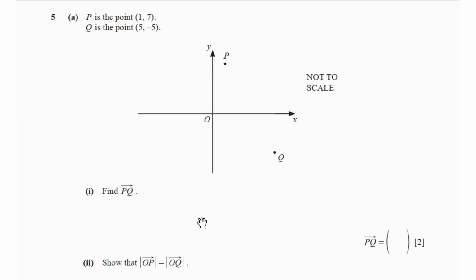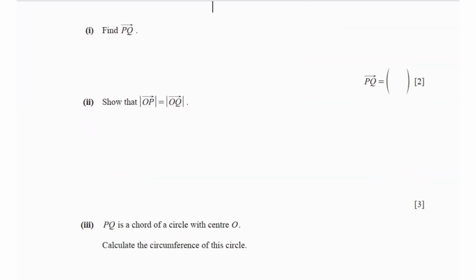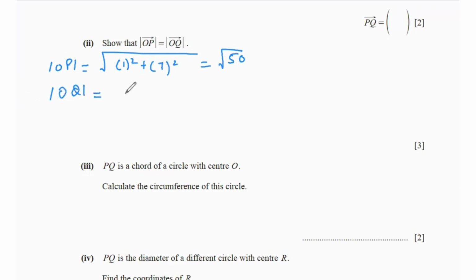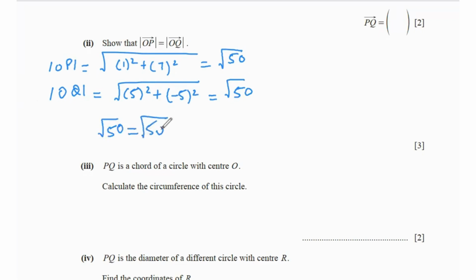Then it says show that the magnitude of OP is equal to the magnitude of OQ. So for that, OP is 1 squared plus 7 squared, which is going to be square root of 50. And OQ is going to be 5 squared plus -5 squared. That is also square root of 50. So as you can see, both are equal to each other.